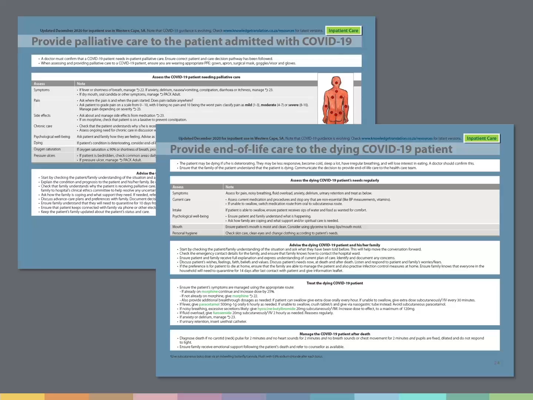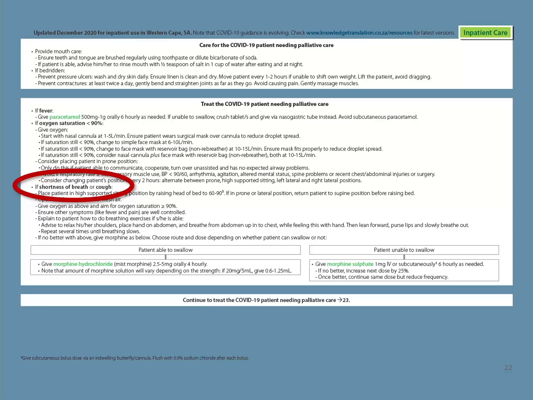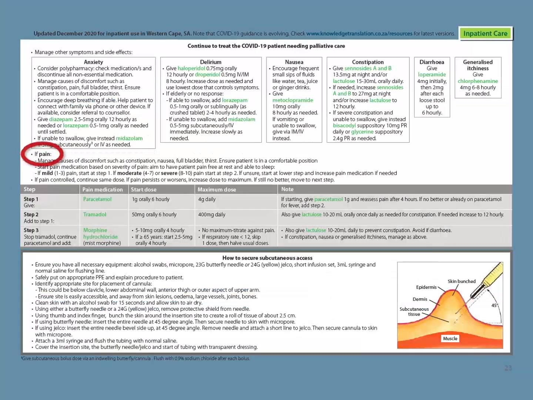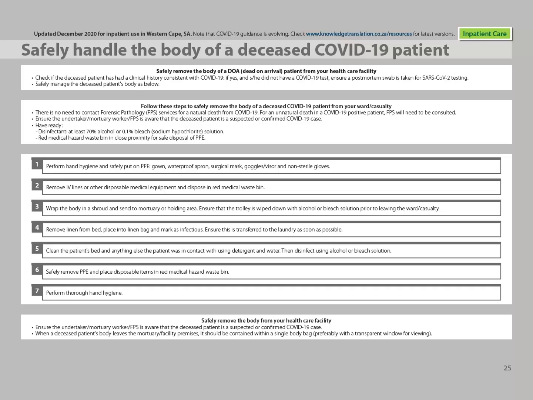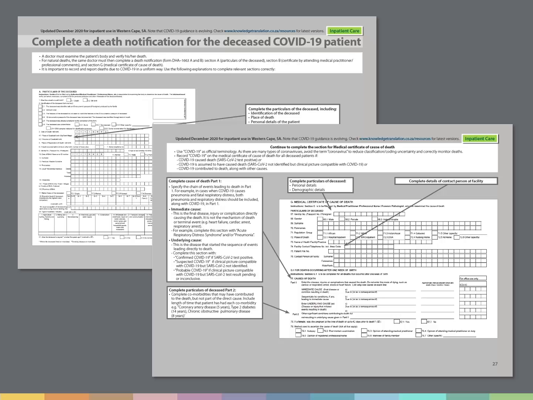In addition to curative and supportive care, patients with COVID-19 may also require palliative care. Pages 21 to 24 provide more detail on both palliative and end-of-life care, with a focus on management of breathing difficulty, pain, anxiety, and other common symptoms presenting in these patients. Should a patient succumb to COVID-19, there is guidance provided on how to safely handle the patient's body and how to correctly complete a death notification form.